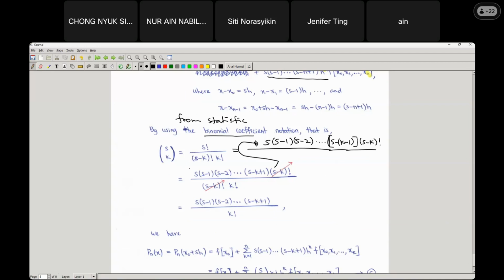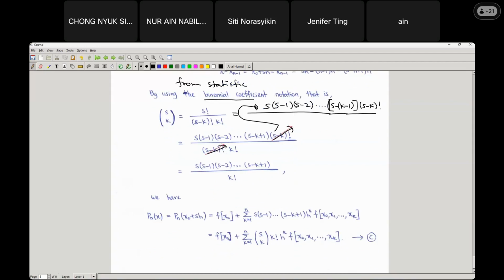Okay, next divided by (s minus k) factorial. So you see, the (s minus k) factorial on the top and bottom can be canceled. So this is what we have, all right? So you substitute into the simplified Newton divided difference formula.